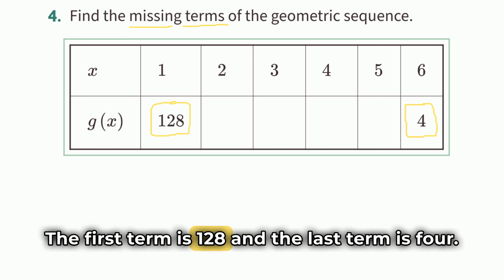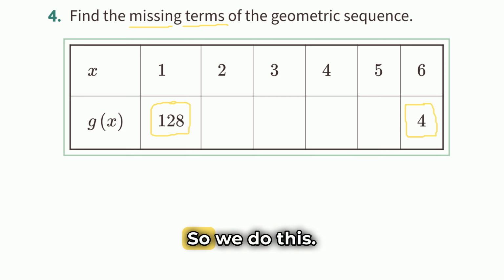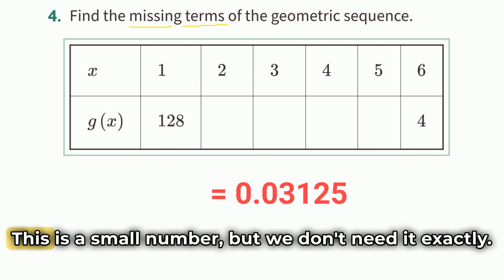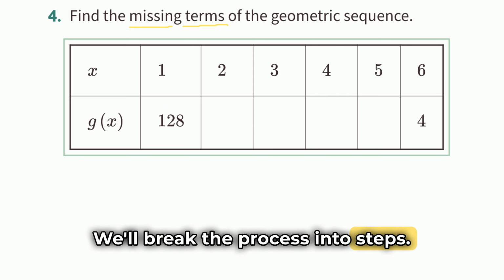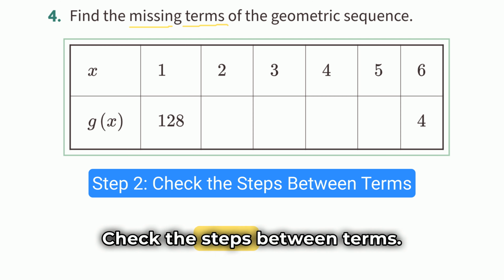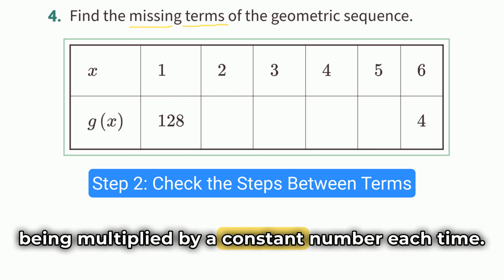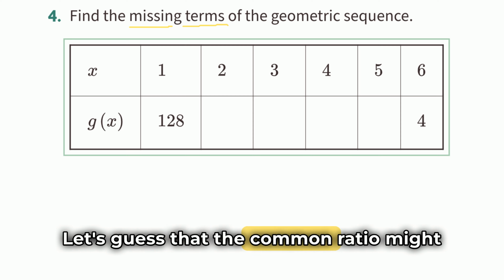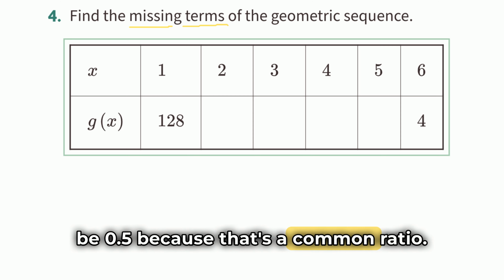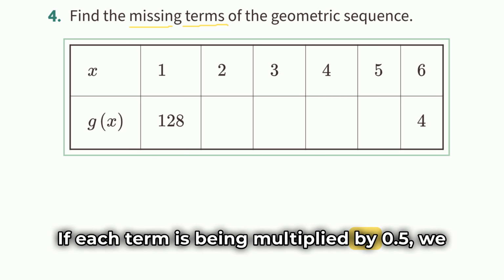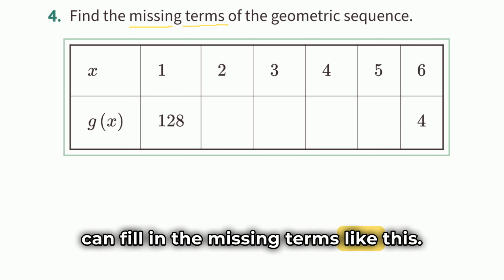The first term is 128, and the last term is 4, so we do this. The common ratio is 4 over 128 equals 0.03125. This is a small number, but we don't need it exactly. We'll break the process into steps. Step 2. Check the steps between terms. We know the terms in this sequence are being multiplied by a constant number each time. Let's guess that the common ratio might be 0.5 because that's a common ratio. Let's check if this works. If each term is being multiplied by 0.5, we can fill in the missing terms like this.